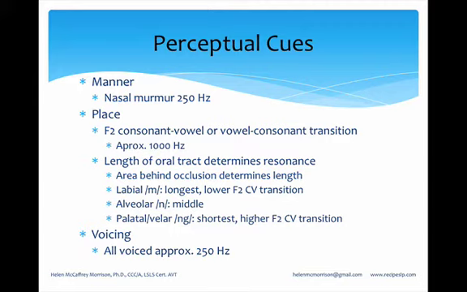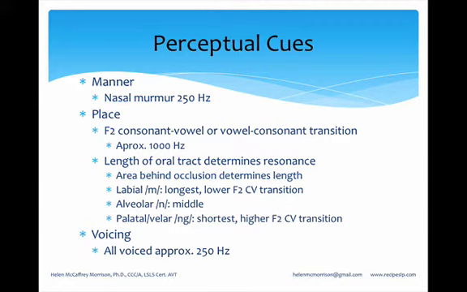A little bit shorter, and so the second formant transition between the vowel and the consonant is a little bit higher because it's a shorter tube, and the shorter the tube, the higher the frequency of the resonance. And then finally, with the NG, that's the shortest oral tube, and I have the highest CV transition.